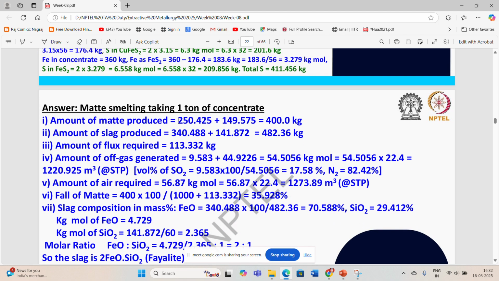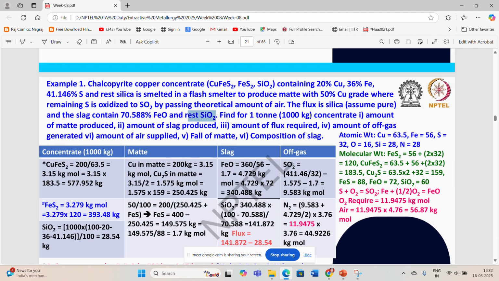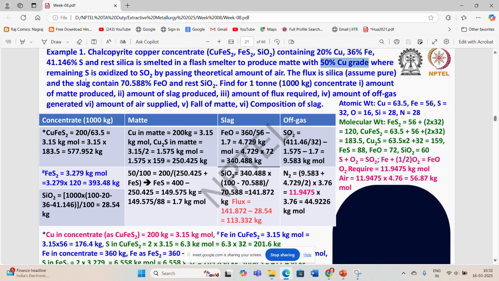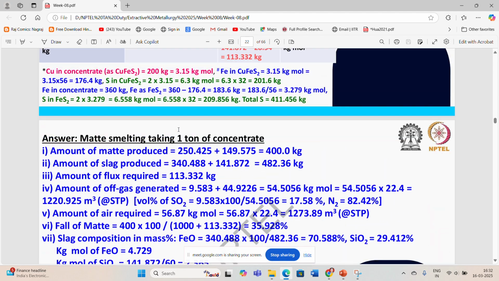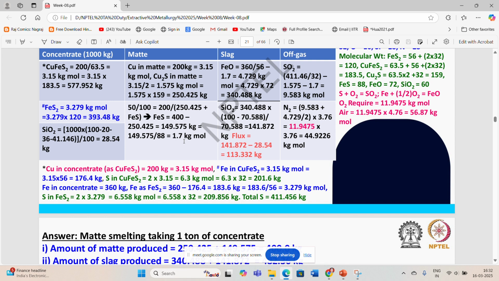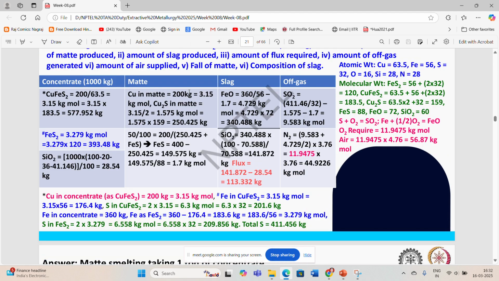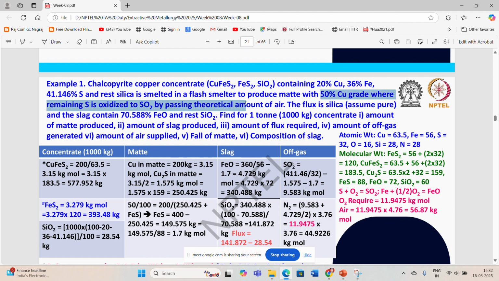So for the amount of matte produced, it is given that it contains 50% copper grade, where the remaining S is oxidized to SO2. So, according to that, with 50% copper grade, we can calculate the amount of matte. Copper in matte will be present in the form of Cu2S. So with the help of that, we can calculate the amount of matte produced because we have this 50% copper grade in the matte.